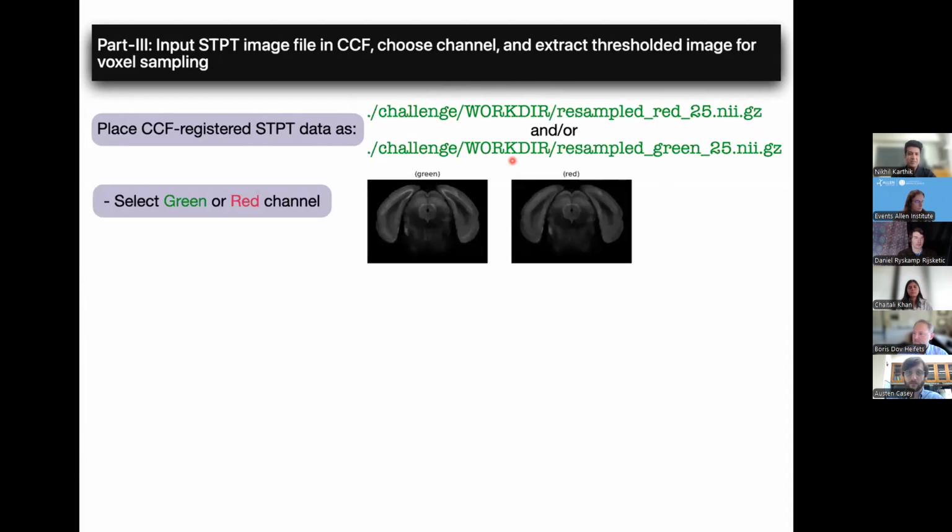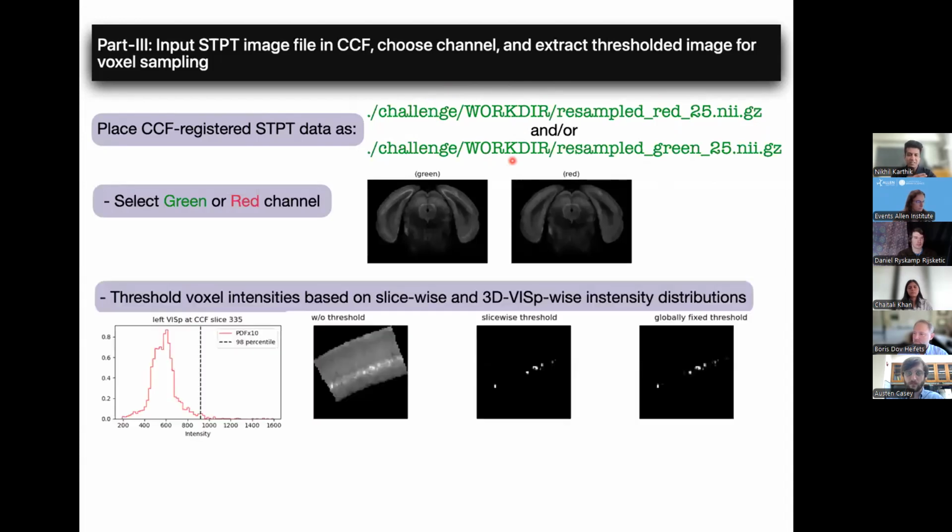And once you select the right channel, the rest of the cells will compute a threshold voxel intensity slice-wise. And then from the slice-wise thresholds, it will compute a global threshold and apply it to the full WISP slices to avoid any bias at the slice level. So for example, here's the unthresholded WISP slice, and here's a globally thresholded image.